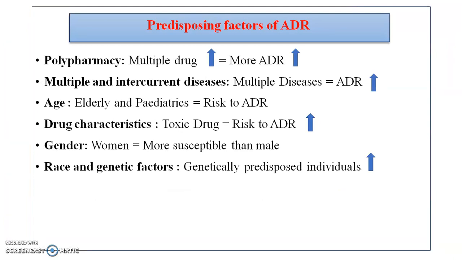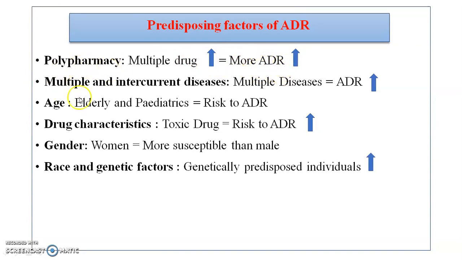Some of the predisposition factors are quite common in case of adverse drug reactions. The first one is polypharmacy, a prescription which contains more than 4 drugs in a single prescription. Because of this polypharmacy, when multiple drugs are increased simultaneously, you will have increased chances of developing adverse drug reactions.